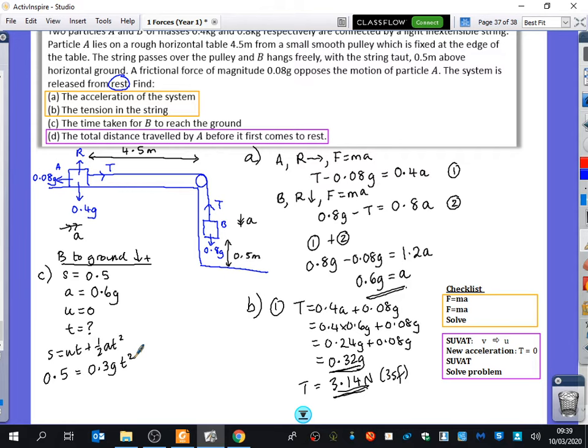So by solving that equation, if we do 0.5 divided by 0.3g, and if we square root the answer, we get that t is equal to 5 root 3 over 21, which is 0.412 to 3 significant figures. And I'll just pause us there for a second so that you can make sure you've understood all of that and that you've written it all down.